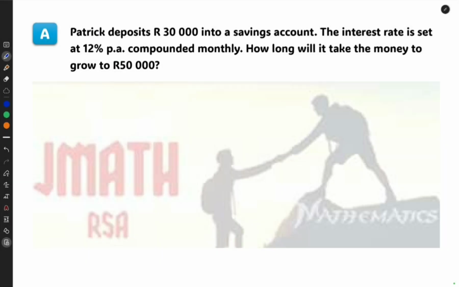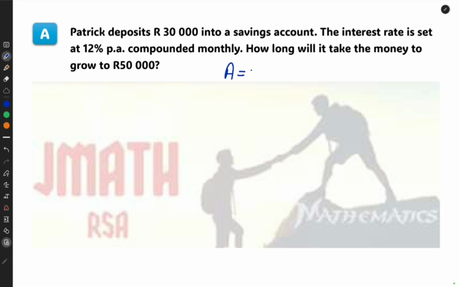Patrick deposits 30,000 Rand into a savings account. The interest rate is set at 12% per annum, compounded monthly. How long will it take for his finances to grow to 50,000? They are asking me how long. In financial math, that means work out what n is. So I would always suggest to my students, do your little formula. So first we need to figure out what the formula is.